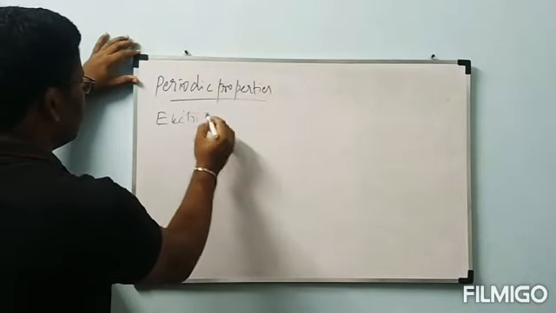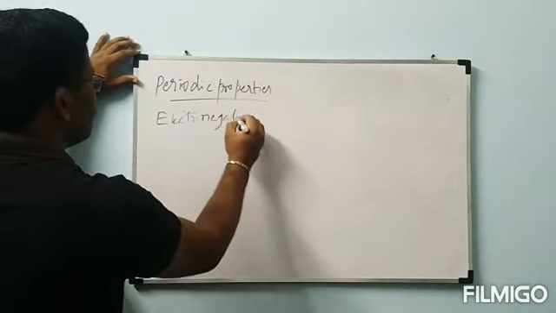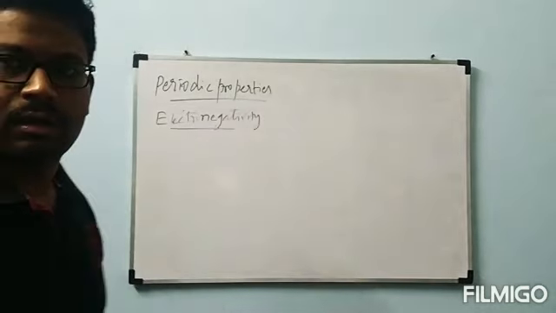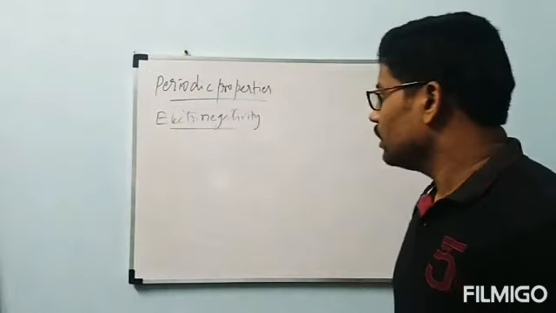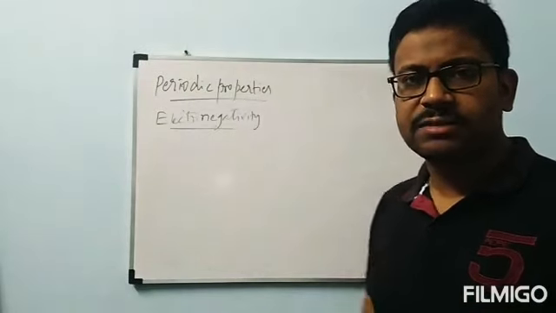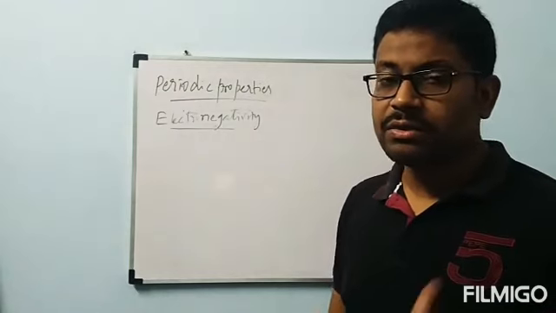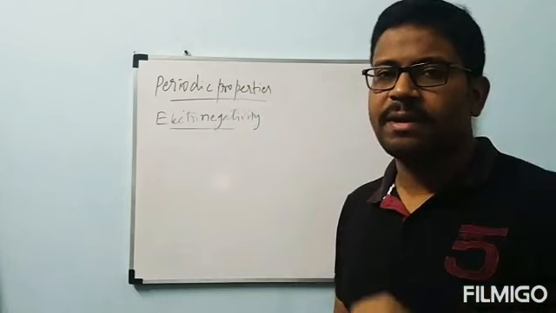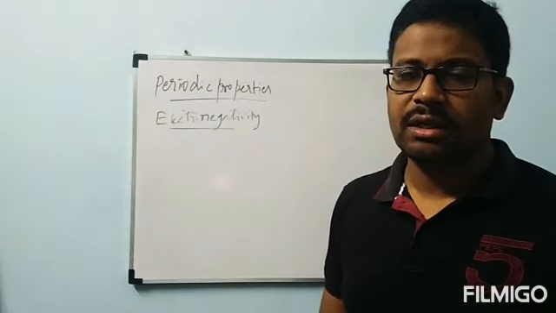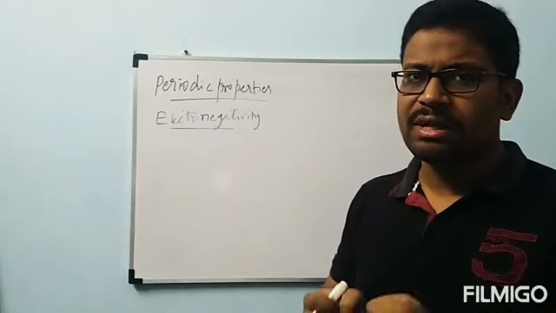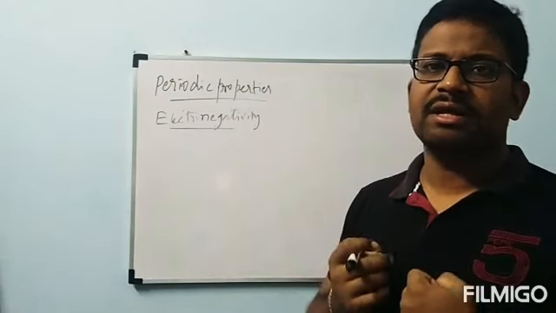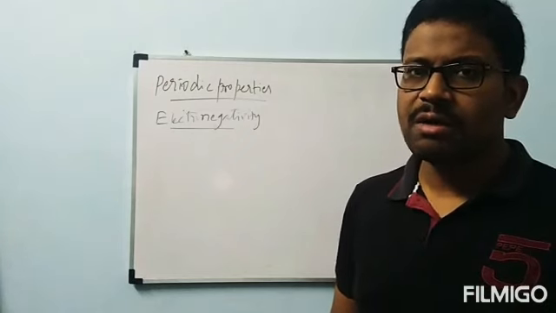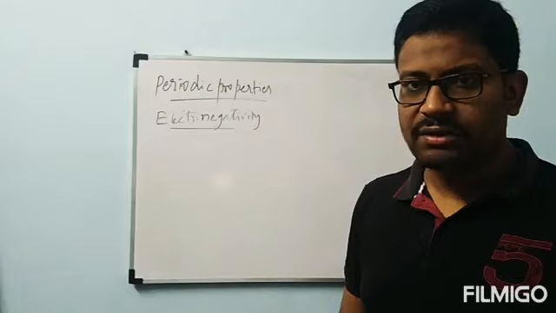Electronegativity. This property is not related to an individual atom. It is related to the atom which is present in a bond pair of electrons, that means involved in a bond. The ability of the atom to pull the bond pair of electrons towards itself is called electronegativity.